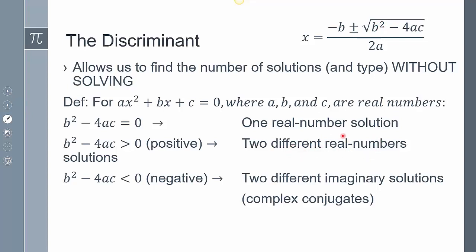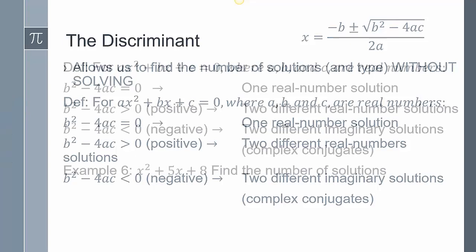Now if this value inside of my square root is negative, well, that's going to give me imaginary. So I'm going to be adding an imaginary and subtracting an imaginary, which is going to give me two different imaginary solutions. And so with the discriminant, we're not looking for what the value is, but we interpret what the solutions are going to be from the information.